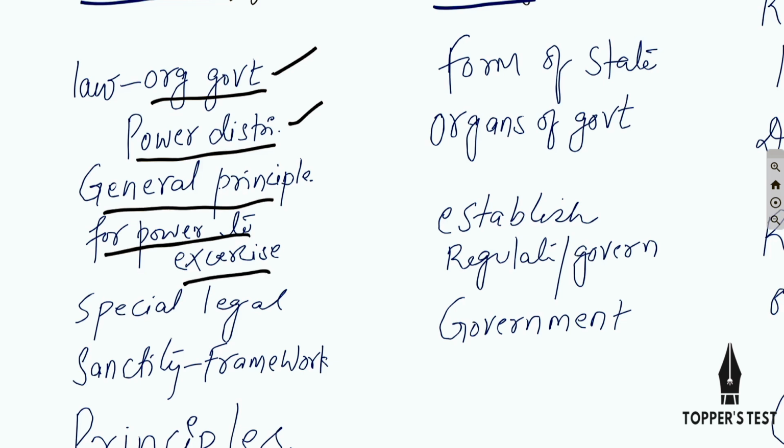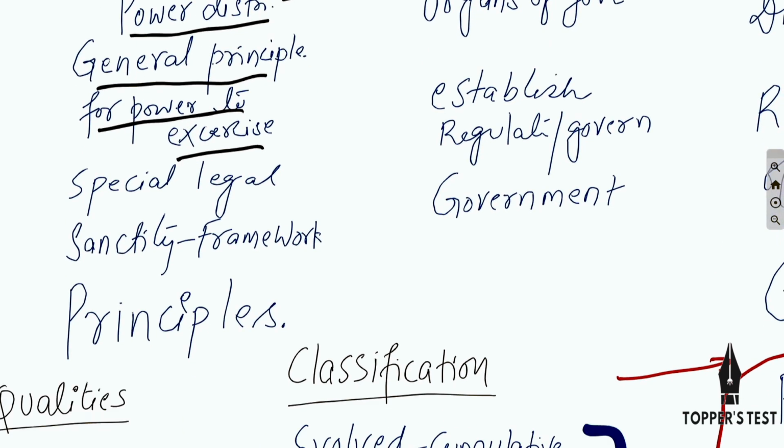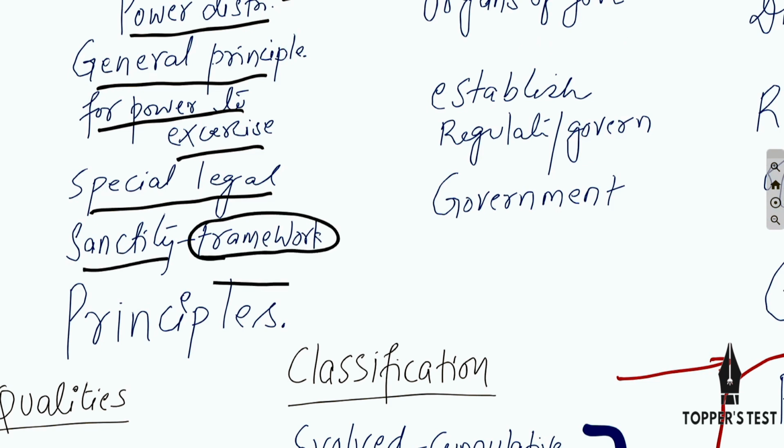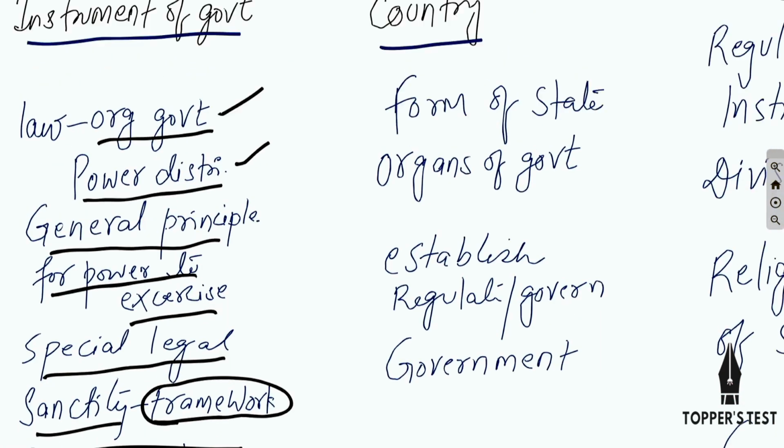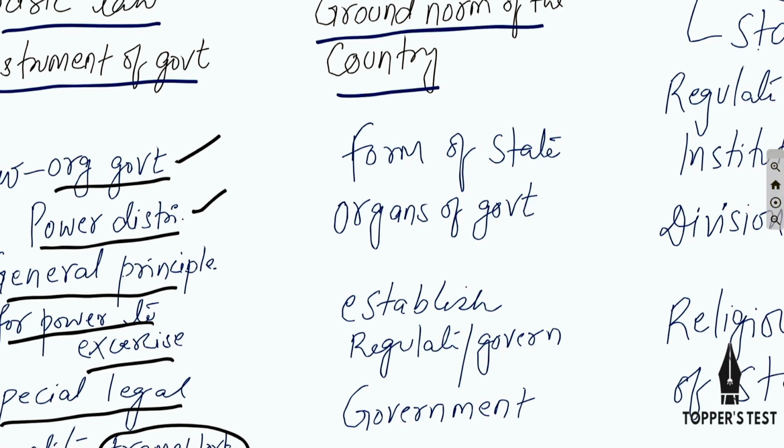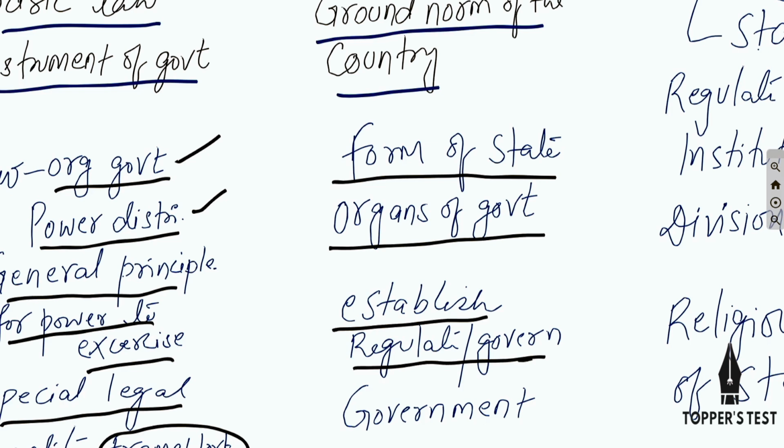So how will power be exercised? It will also be told by the constitution, and this is a special legal document. It is a very sacred document, so legal sanctity has to be there. It is a framework of principles for the government and polity of a state or a nation. It also tells the form of the state, how the organs of the state will be organized, and it establishes and regulates government.